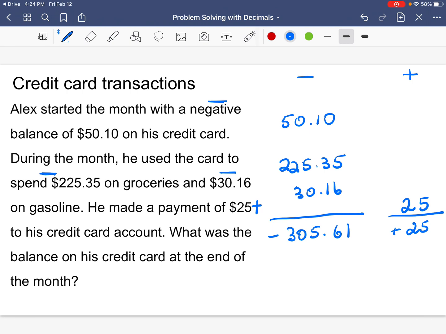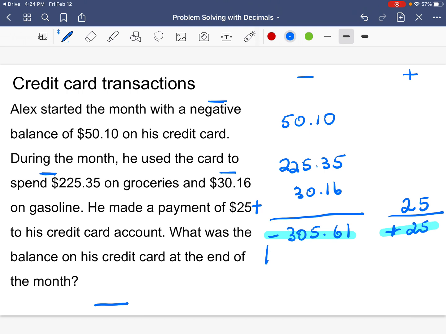And to find the balance at the end of the month, to combine to add or to find the difference between these, I can determine first that it's going to be a negative balance at the end because I have a lot more negatives. I have 305 negatives and only 25 positives. So it's going to be a negative balance.